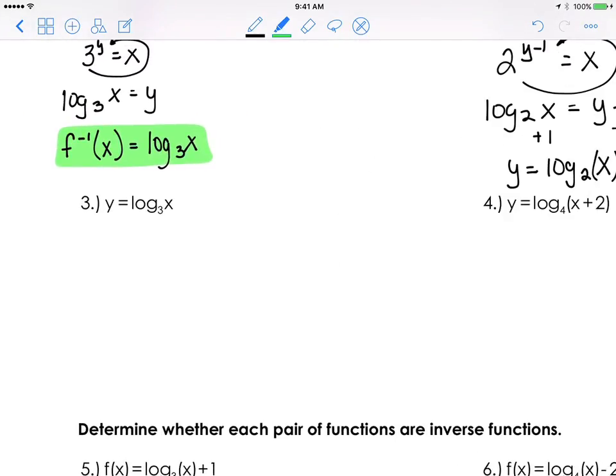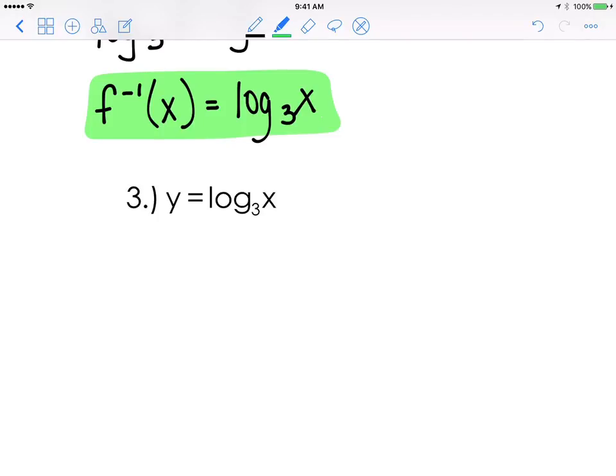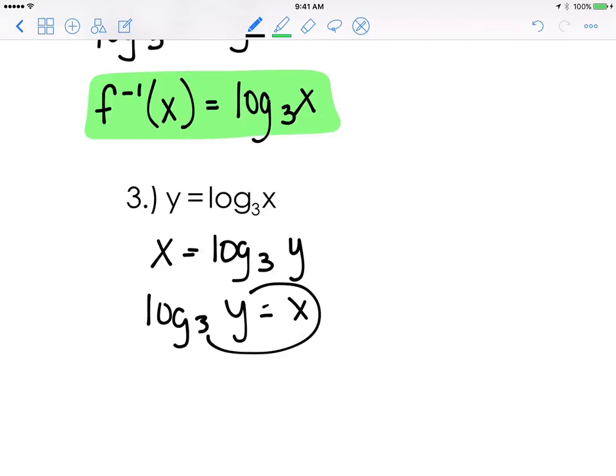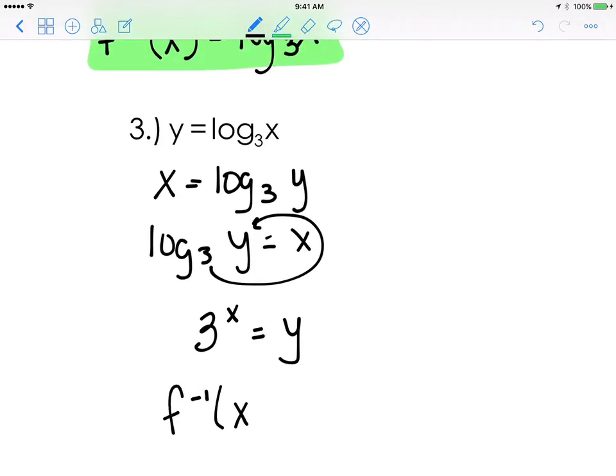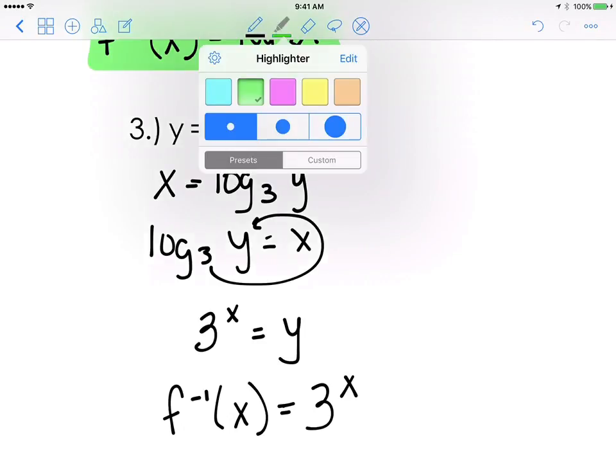Now let's do it where we're given the log. If we're given a log, let's go ahead and switch our x and y's. x equals log base 3 of y. This time we're going to do the opposite. We're going to change it into exponential notation. So let's do our loop. So you get 3 to the x equals y. And that's it. Now write it in inverse notation. And then there's our answer.